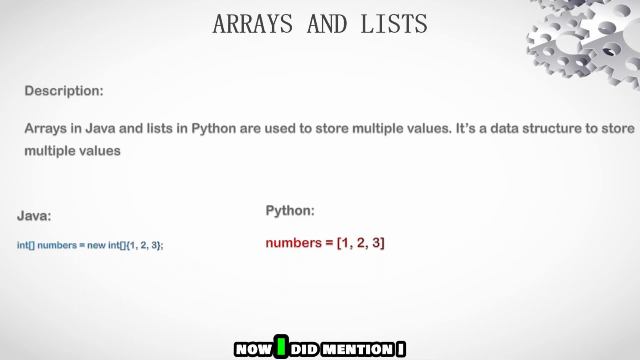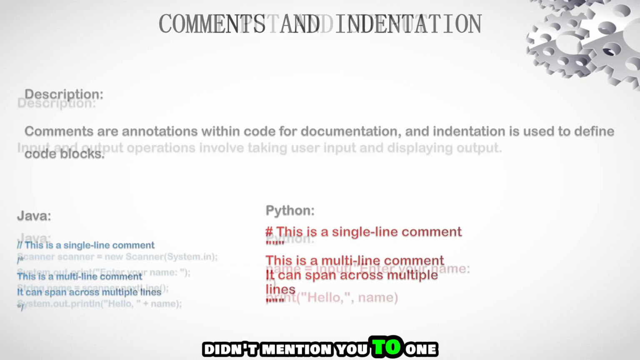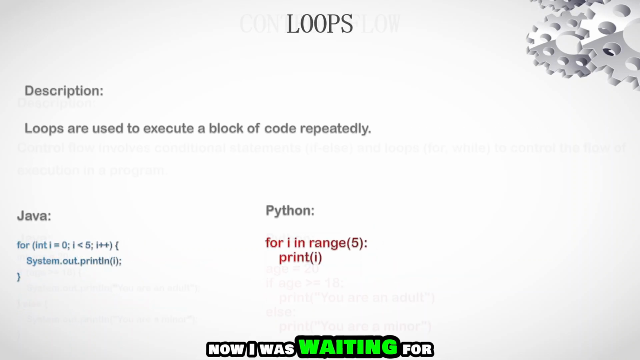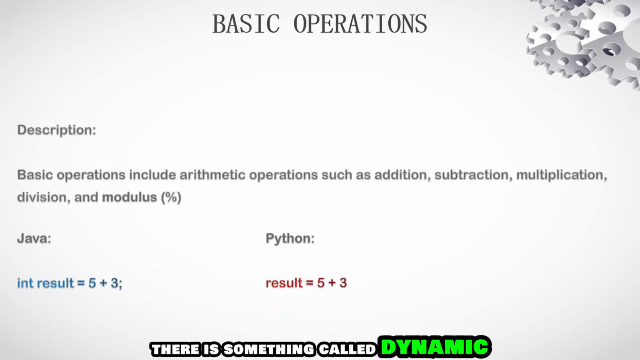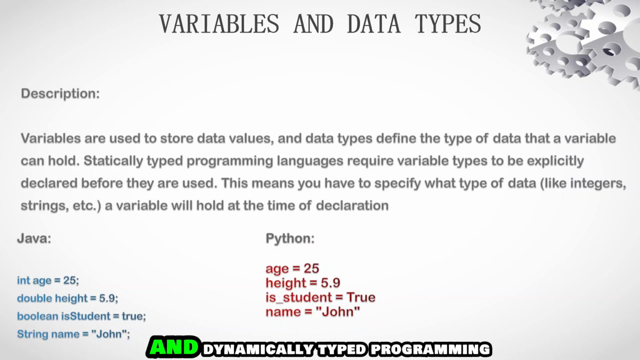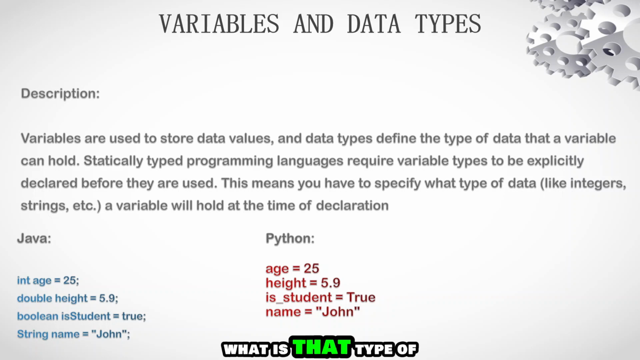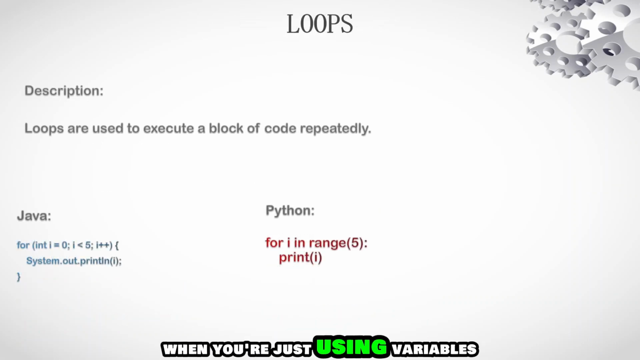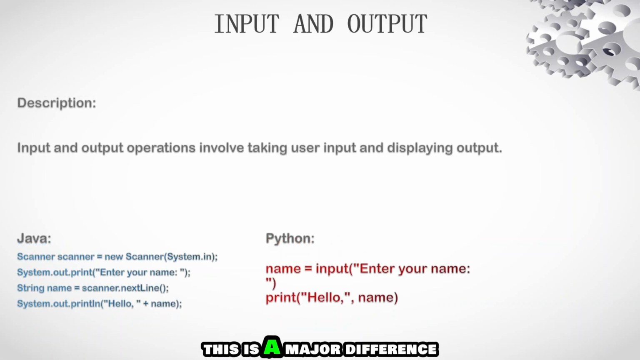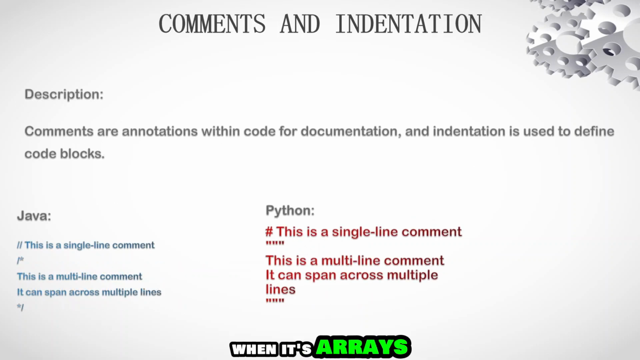Now, I didn't mention one thing. I was waiting for this opportunity. There is something called dynamically typed programming languages and statically typed. Statically typed means that you have to mention the type of your data. In dynamically typed, you don't have to mention. It might not matter that much when you're just using variables. However, this is a major difference when it's arrays.